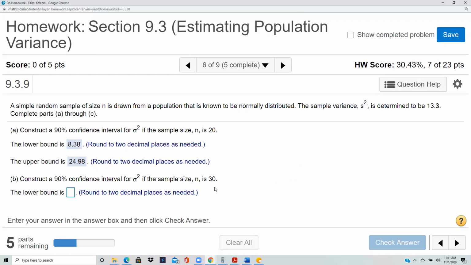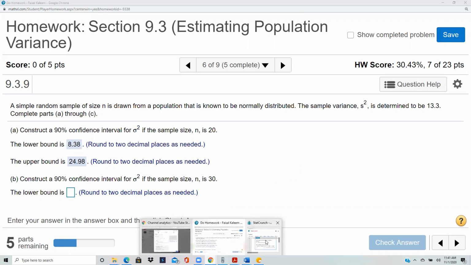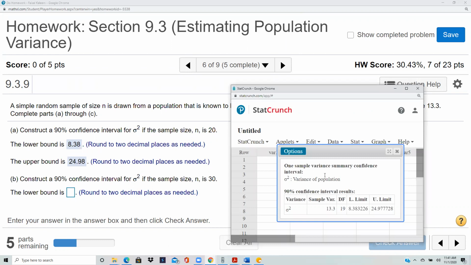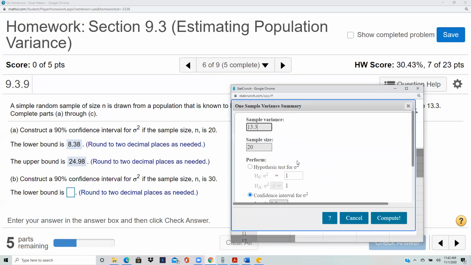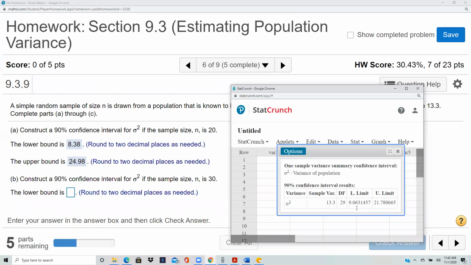Now change the sample size to 30 in that. So edit, change this to 30. So 9.06 and 21.78.